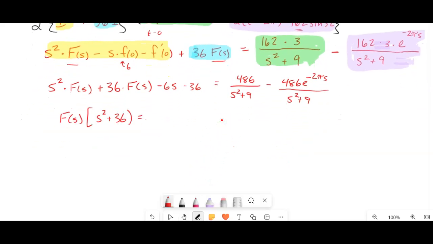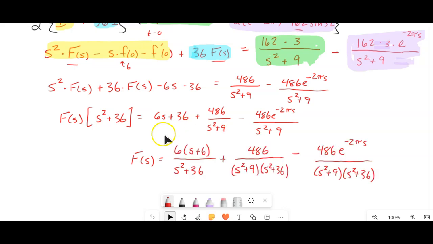All right, I'm factoring out the F of s in these two terms. These two, I'm going to move over to the other side, so it's a 6s plus 36 when it moves over to the other side of the equals and becomes positive. All right, and then finally dividing everything by s squared plus 36. All right, now I have F of s isolated.